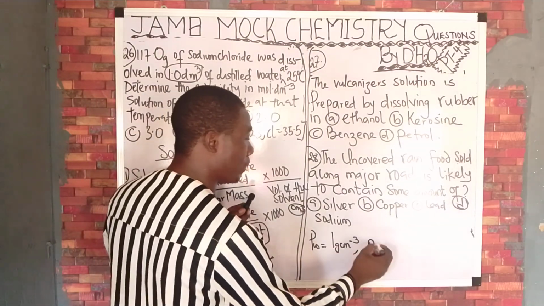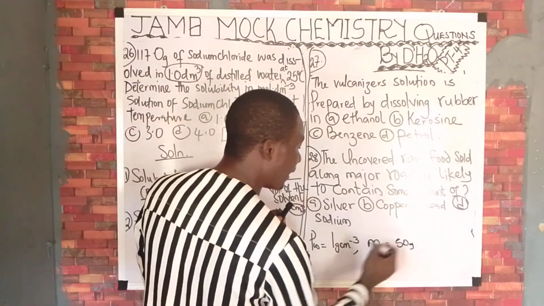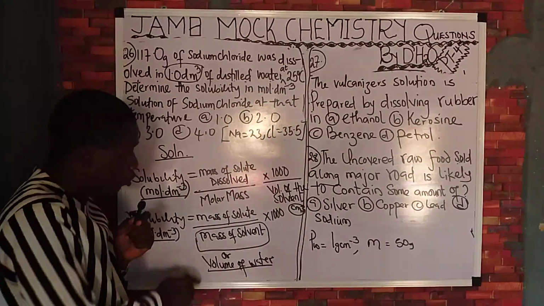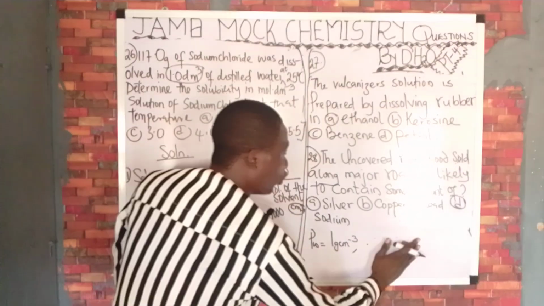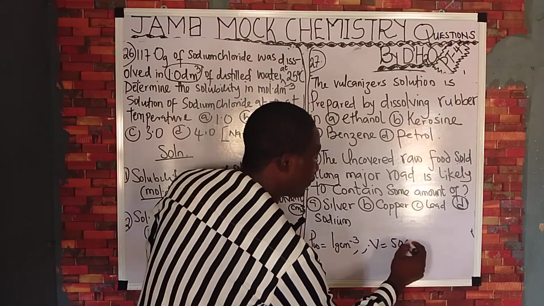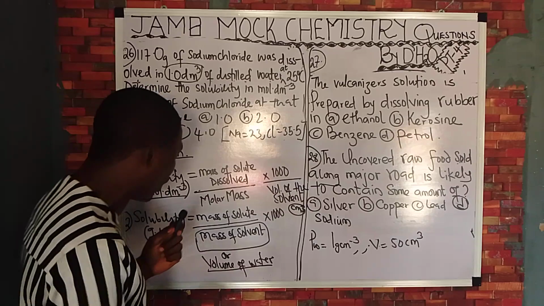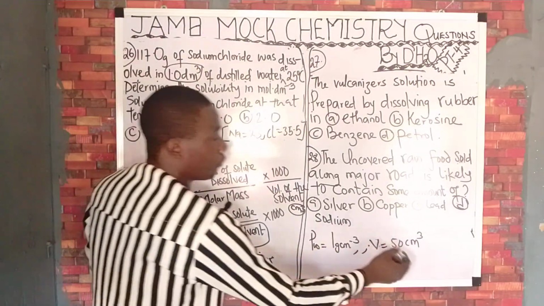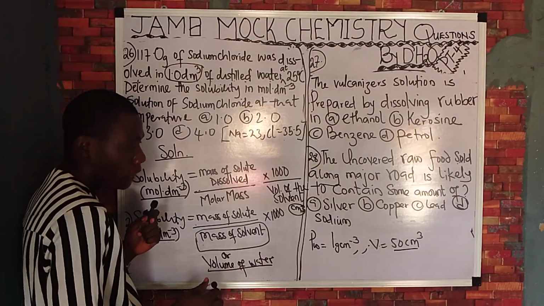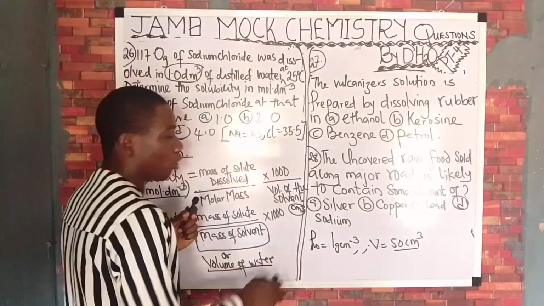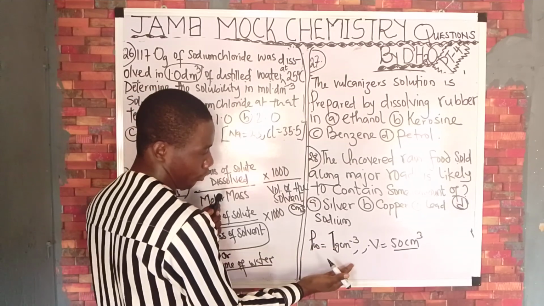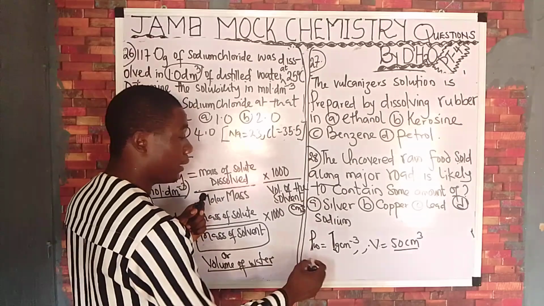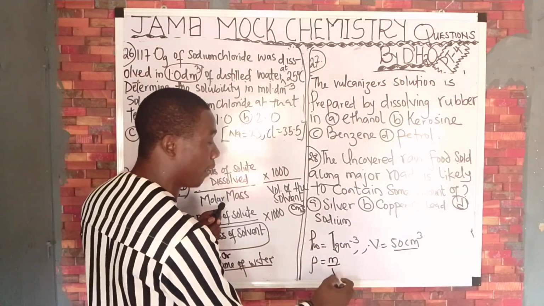So if they gave us the mass of the water as 50 grams, you solve using your formula for density to calculate the volume. Or let's assume they give you the volume as 50 cm cube and you are looking for the mass, because what you have here is mass of solute over mass of solvent. If they give you only the volume and you are looking for the mass of the solvent, you can easily recall that your density is 1 gram per cm cube. If the density of water is 1 gram per cm cube and this is the volume given, remember that density is equal to mass over volume.